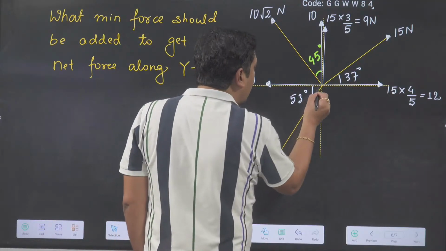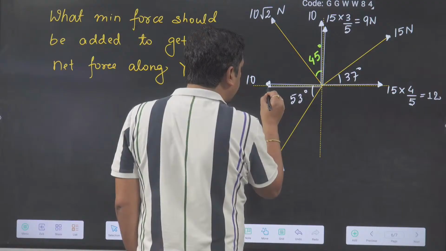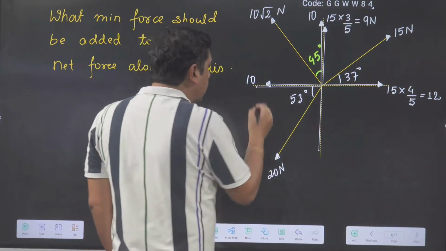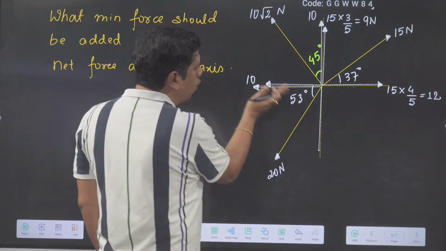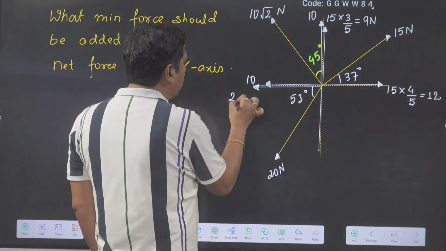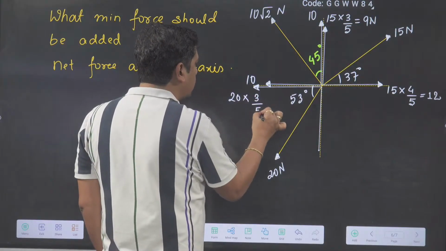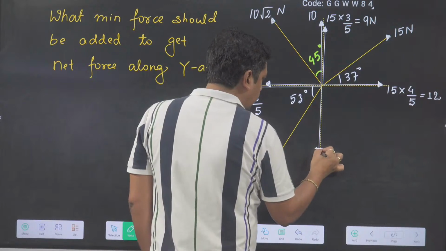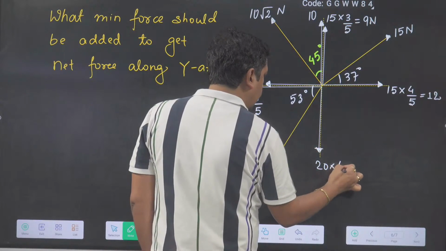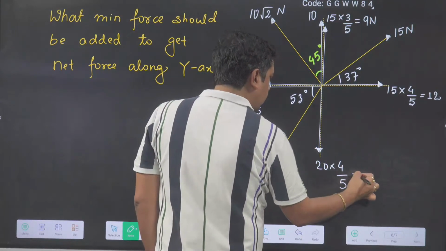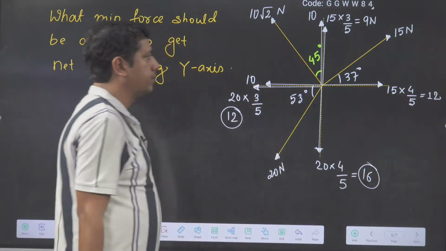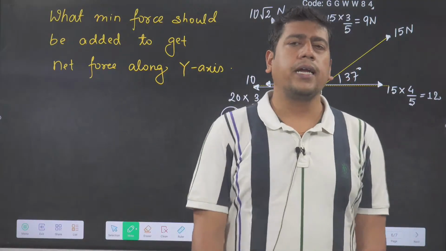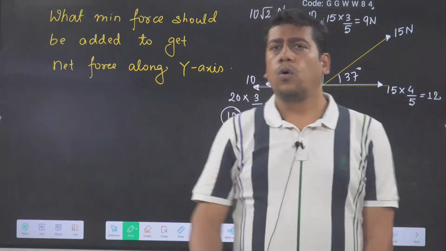Come to this 20 Newton. The 20 Newton will have one component towards left and another towards down. This left side component will be cos 53, so 20 into cos 53, which is 3 by 5, gives 12. And this component will be 20 into 4 by 5, which comes out to be 16. So we have split 3 forces into 4.